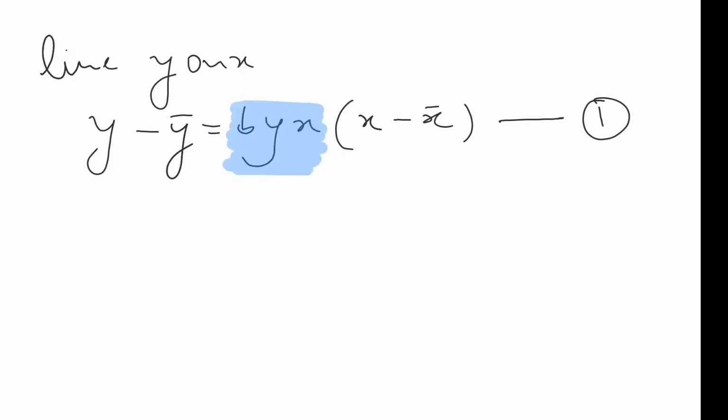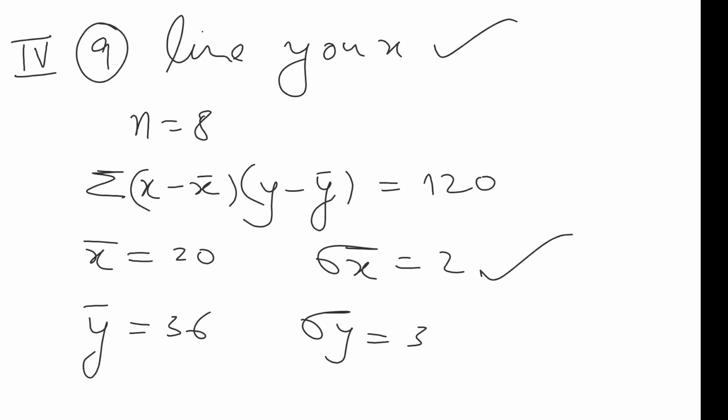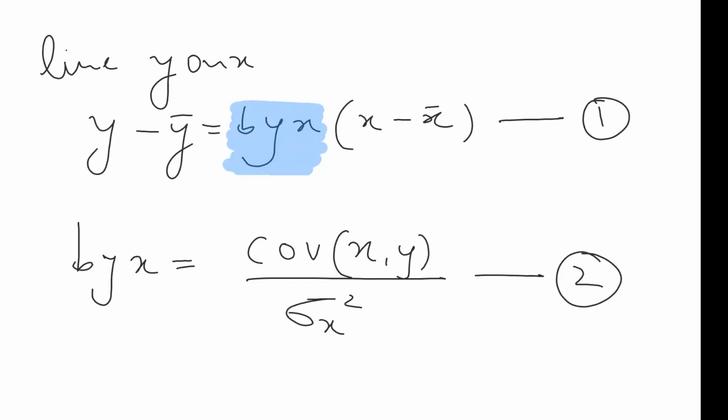Now what is byx? Byx is the regression coefficient of y on x, which is equal to covariance of xy upon standard deviation of x square. Okay, I'm not using the r formula for byx because r is not given in the problem. So let this be equation number 2. Fine. Now as you can see in the given question, standard deviation of x is given to you, which is 2. So we need not calculate standard deviation of x the whole square.